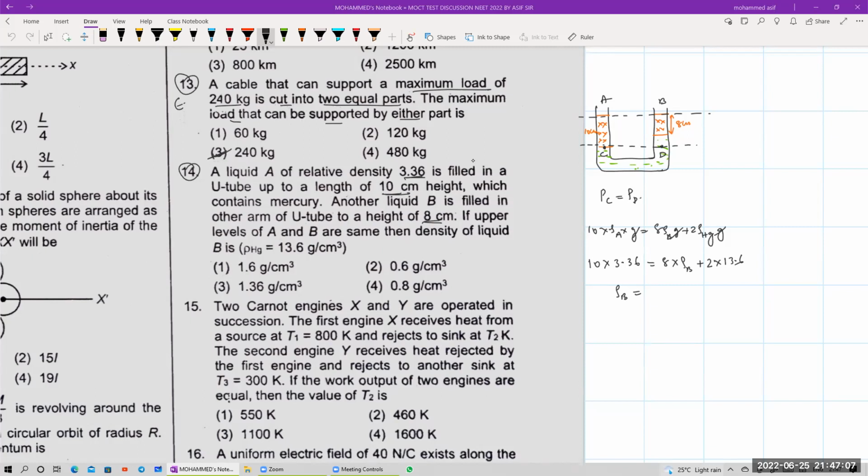Anyone? You should be getting 0.8 gram per centimeter cube.